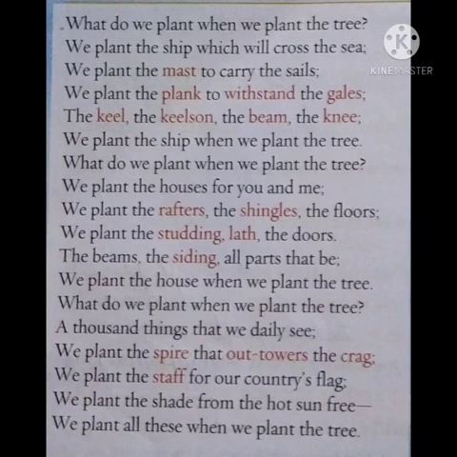What do we plant when we plant the tree? 1,000 things that we daily see. We plant the spire that outtowers the crag. We plant the staff for our country's flag. We plant the shade for the hot sun free. We plant all these when we plant the tree.